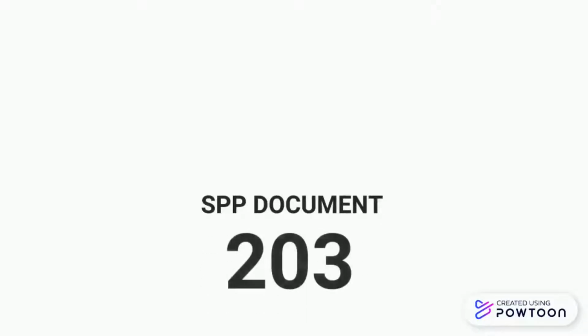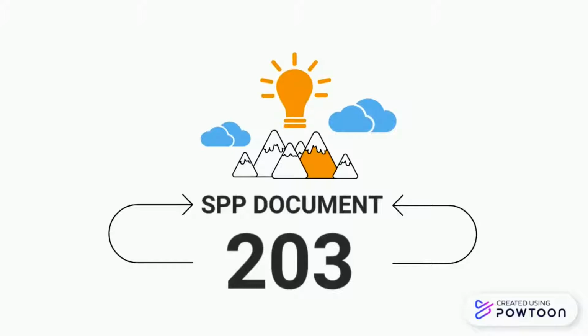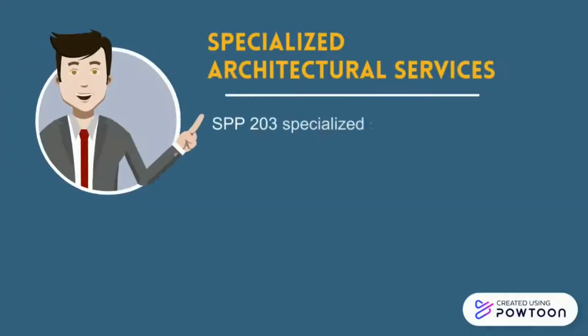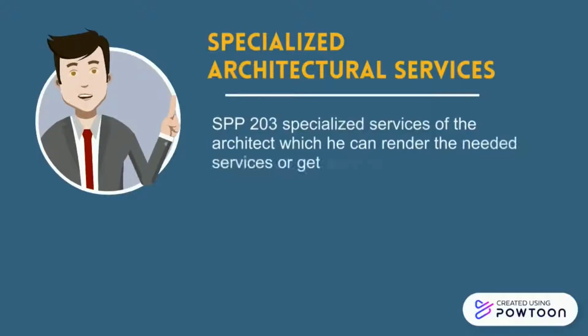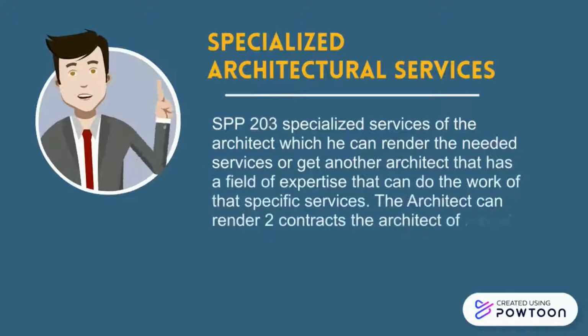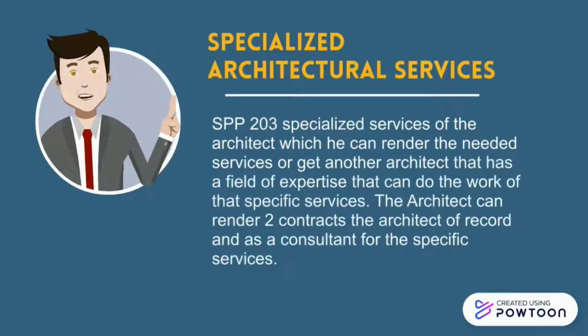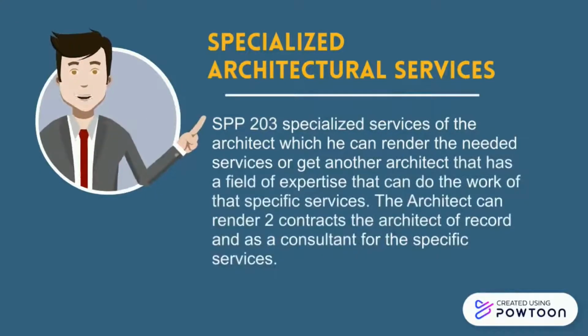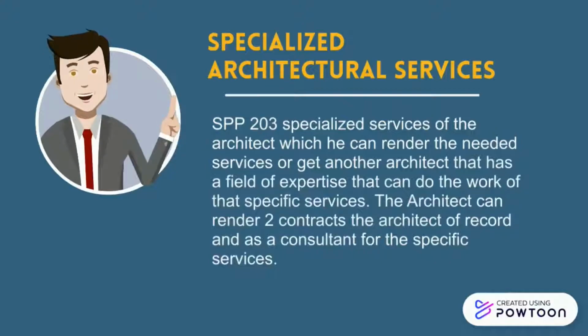SPP Document 203. SPP 203, specialized services of the architect, which he can render himself or get another architect who has a field of expertise that can do the work of that specific service. The architect can render two contracts: as architect of record and as a consultant for the specific services.